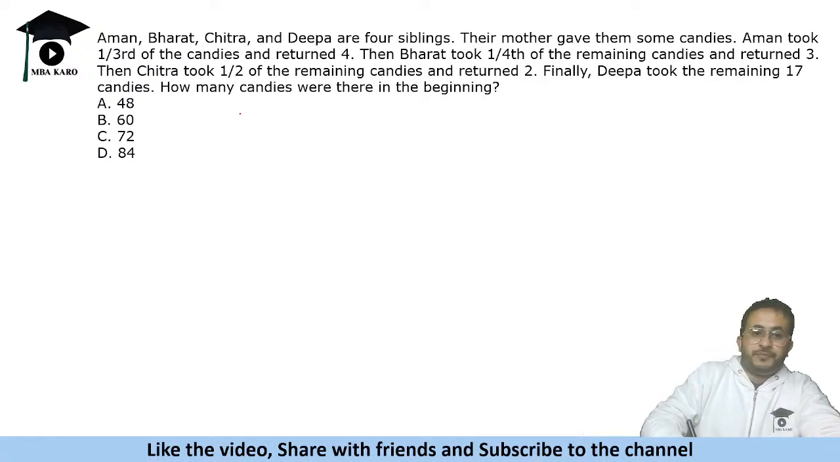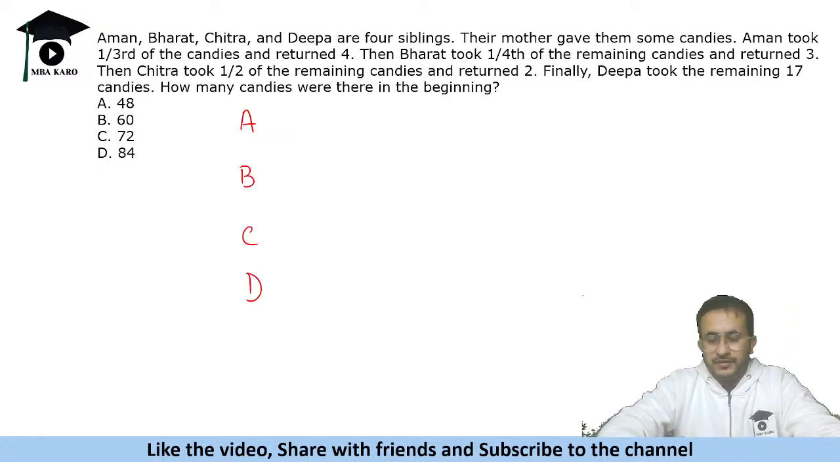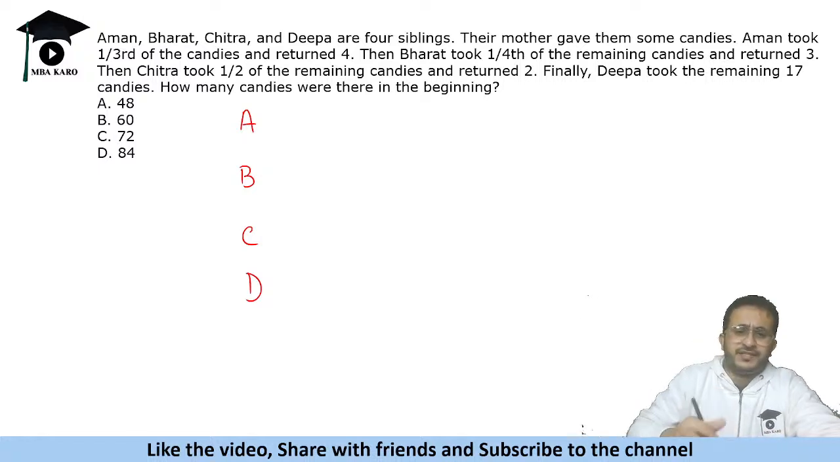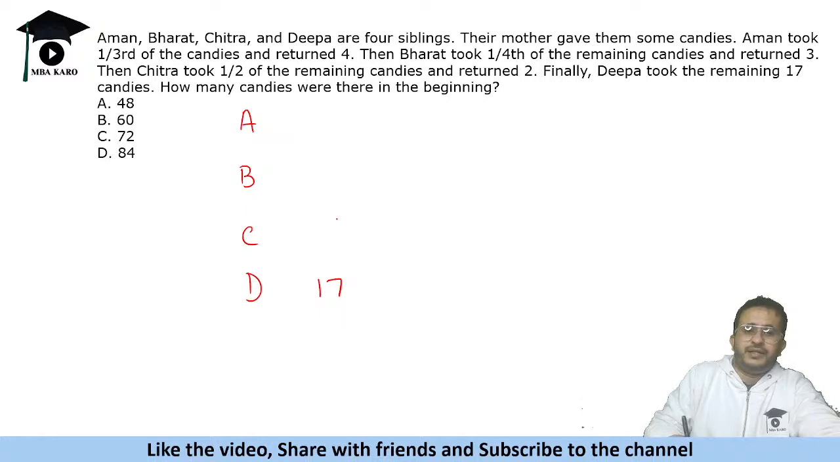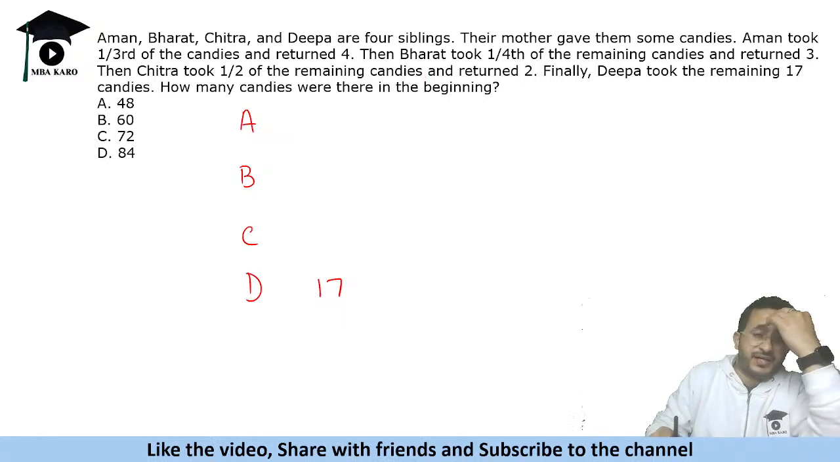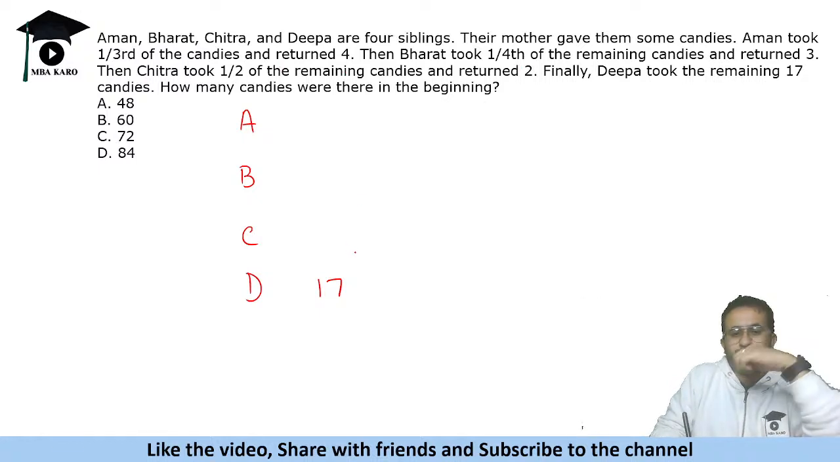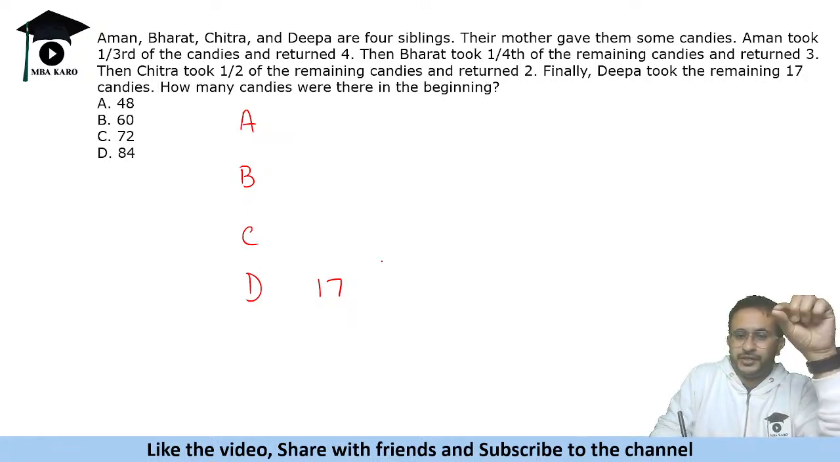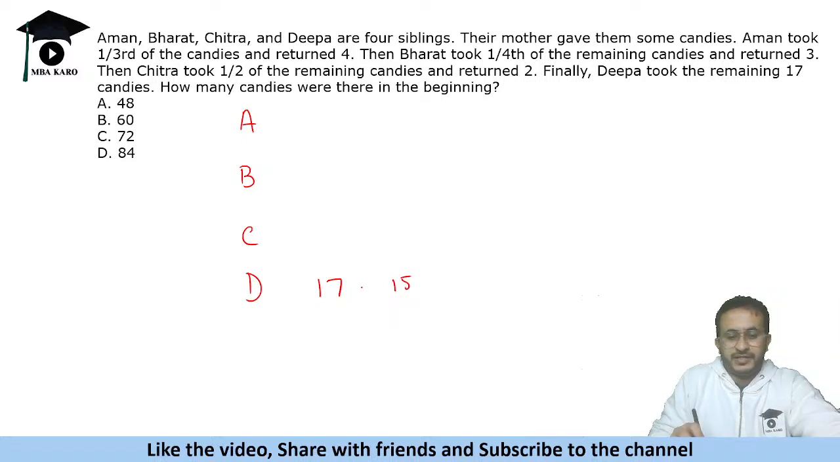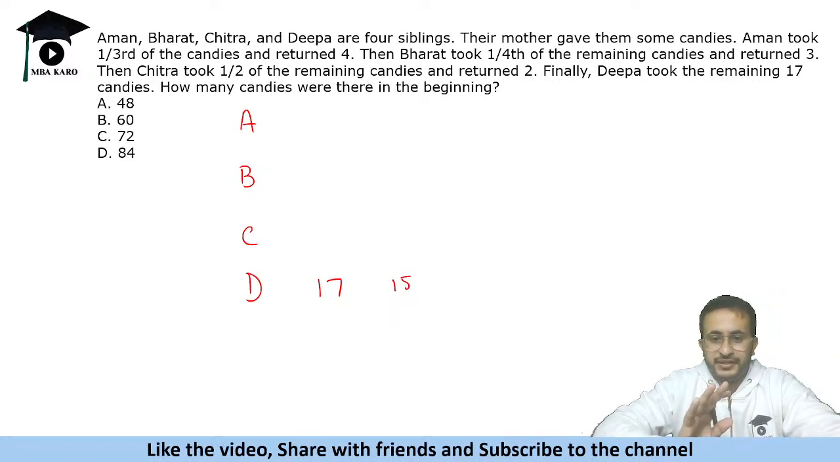So there are 4 people A, B, C, D. We do these kind of questions going in the reverse way. Like we'll start with D. D took 17 candies. Now before that, C took half of the remaining candies and returned 2. So she returned 2 candies. That is why 17 were left. ठीक है, अगर वो 2 रिटर्न नहीं करता तो कितने बचते? 15 बचते. ठीक है, if C did not return the candies, then there would have been 15 candies.